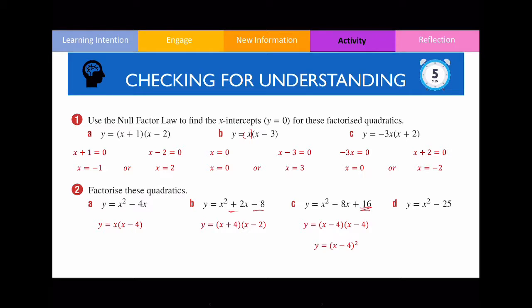And for the very last example, I'm hoping you guys can recognize that this is a difference of perfect squares. So therefore, your answer would be y is equal to x plus 5, x minus 5.